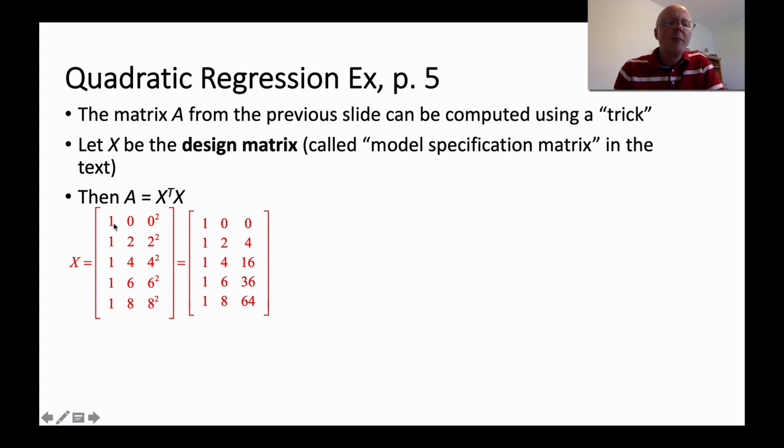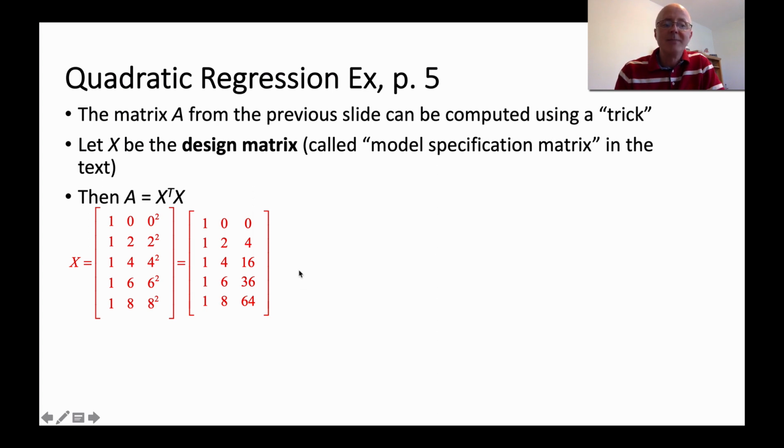The numbers in the first column are always 1s. The numbers in the second column are the x values. x1 was 0, x2 was 2, x3 was 4, x4 was 6, and x5 was 8. And the numbers in the last column are the squares of those x values. This is x1 squared, x2 squared, x3 squared, x4 squared, and x5 squared. And it simplifies to this.